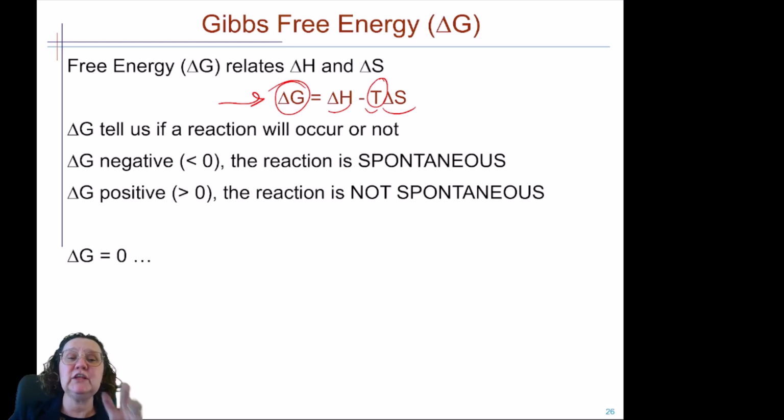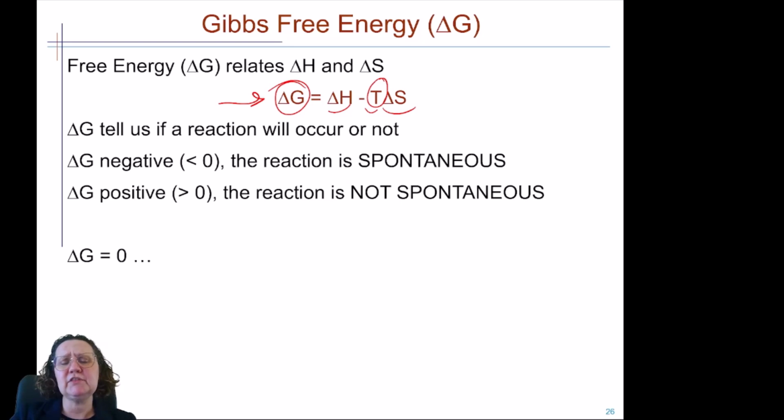If delta G is a negative number, then the reaction is spontaneous. If you have a delta G value, a change in Gibbs free energy, which is a positive number, then the reaction will not be spontaneous. So, delta G negative, the reaction is spontaneous. Delta G positive, the reaction is not spontaneous.